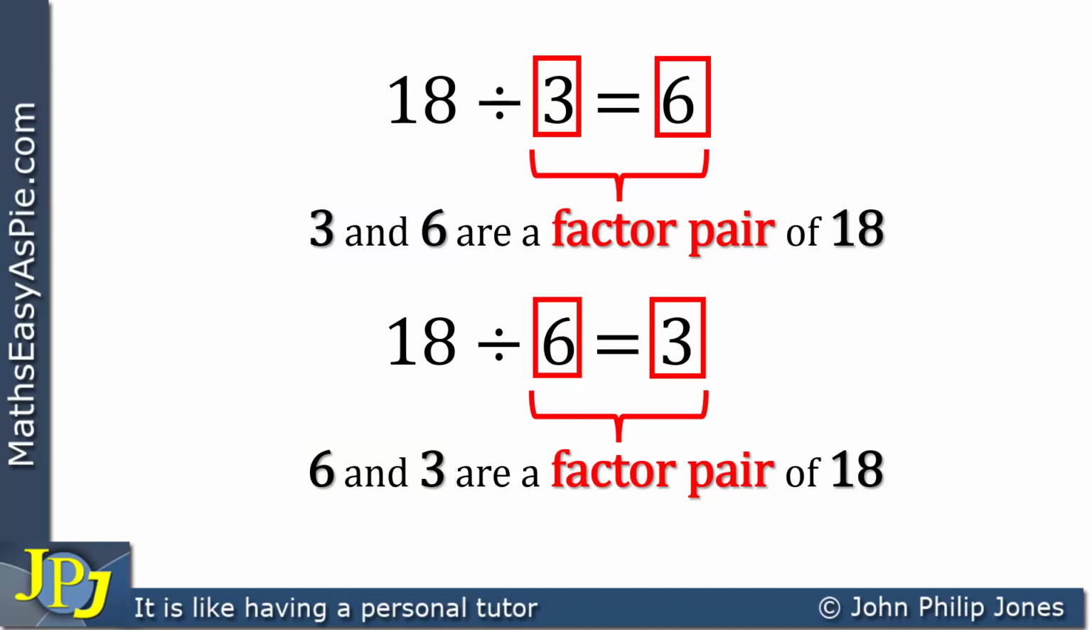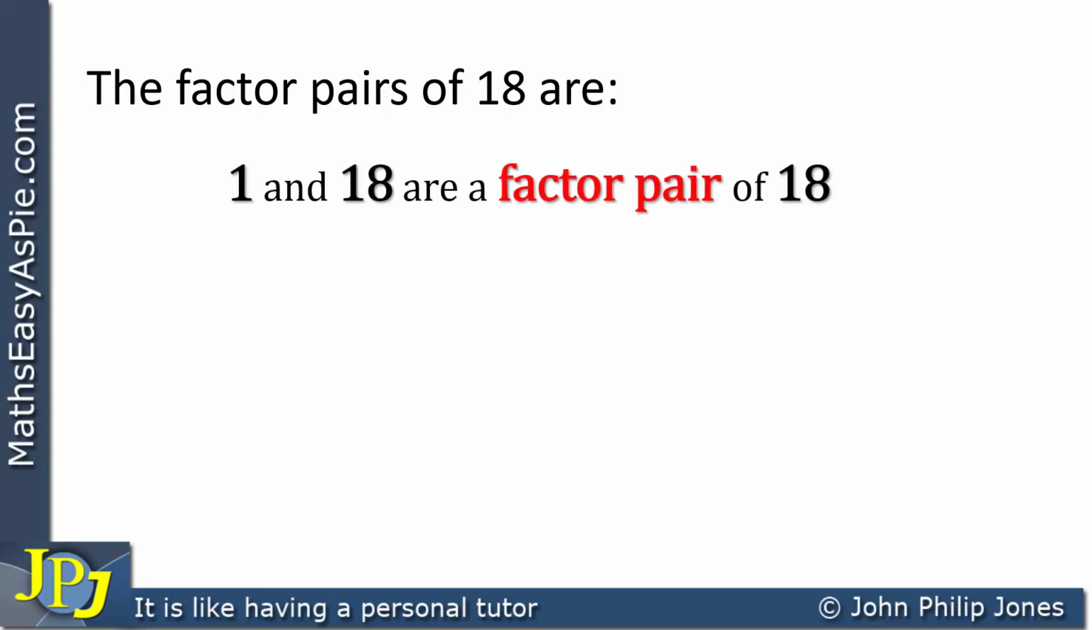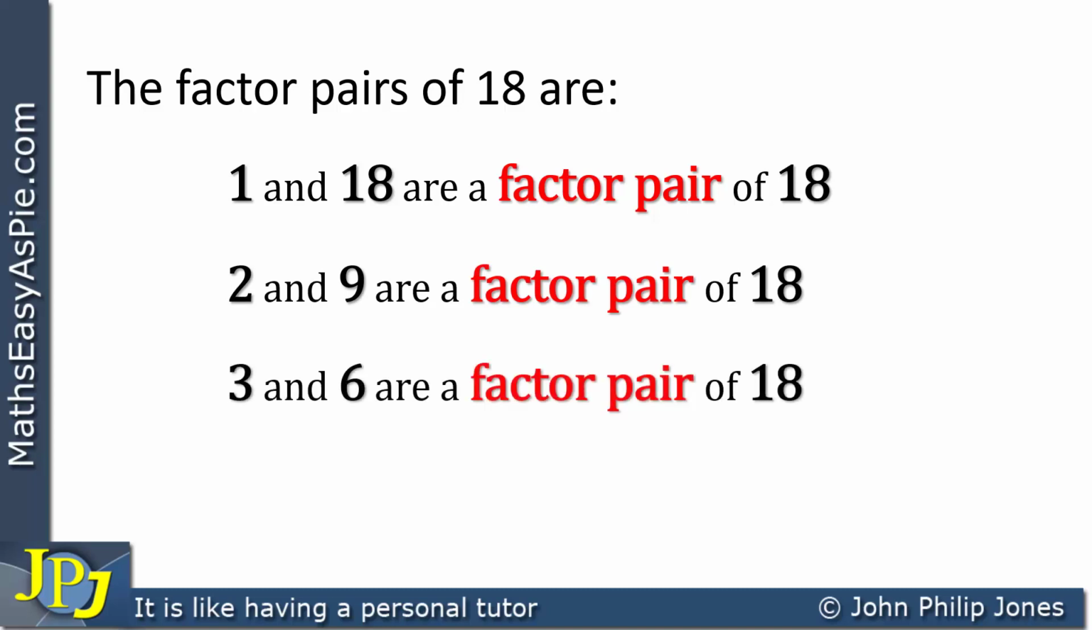I can go on to say the factor pairs of 18 are 1 and 18 are a factor pair of 18. 2 and 9 are a factor pair of 18. 3 and 6 are a factor pair of 18. And I found these on the previous slides within this video.